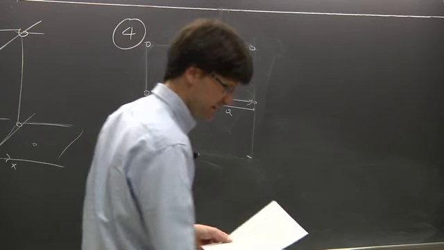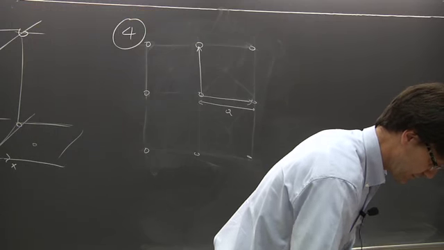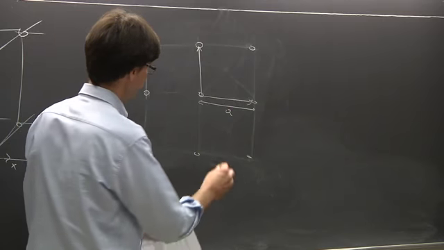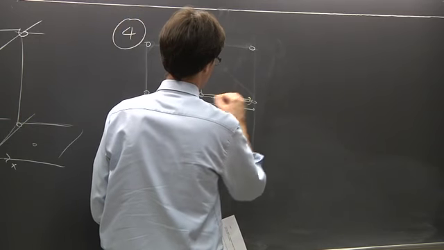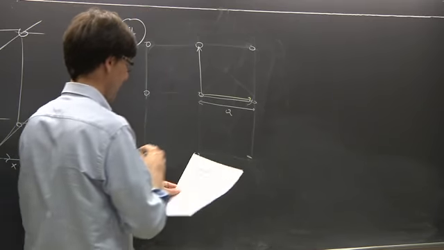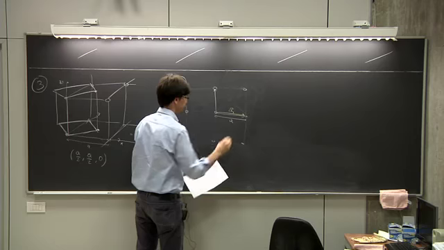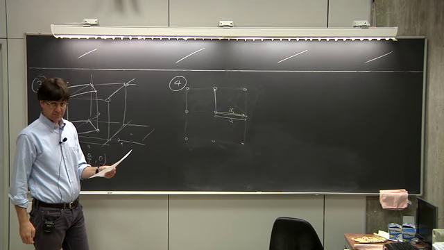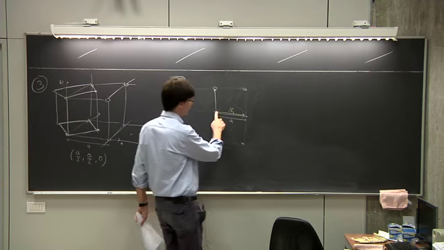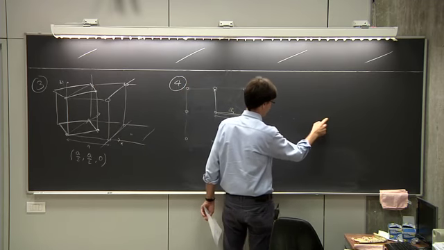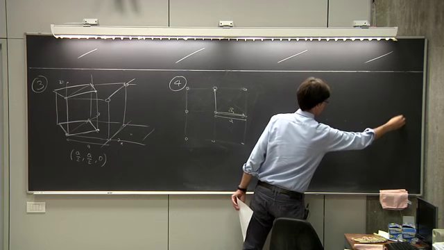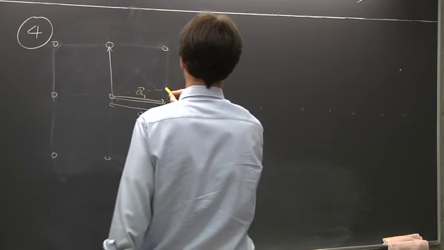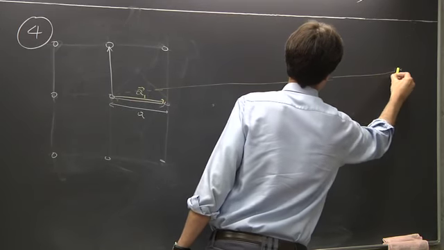The first one, let me use colored chalk here. Choice 1 was (a, 0), so that's a1. And for a2, (8a, a). So you have to move 8 times here: 1, 2, 3, 4, 5, 6, 7, 8 a. And I have to go here. So it's this vector here, a2.